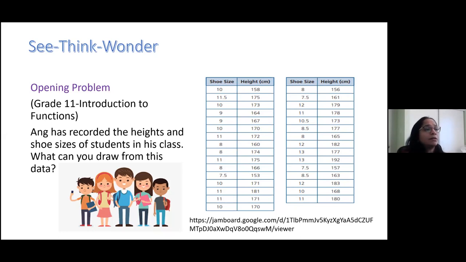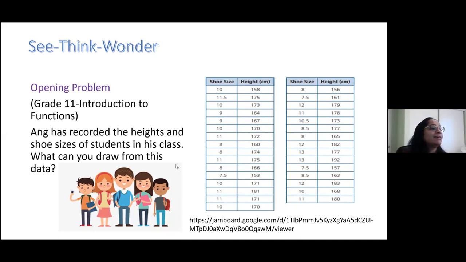But you can see over here, there are certain thoughts that will come to your mind. What do you see? Does anybody want to say what they see? Are there any responses coming or shall I continue? It's written, it is not a function. Yes, you see it's not a function, but how do you get students to understand the difference between relations and functions? That's where See, Think, Wonder comes in.